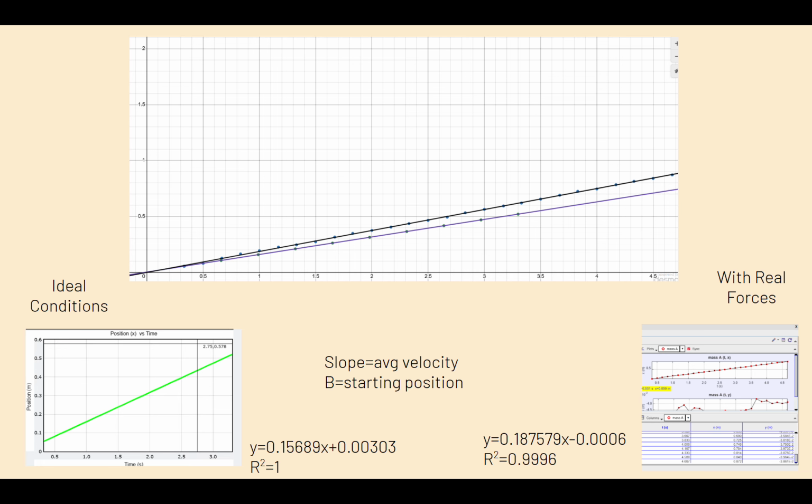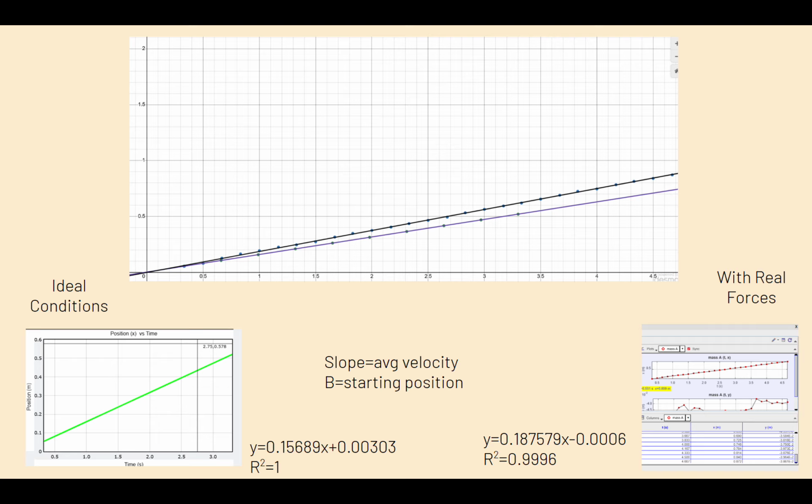Discussion. So under ideal conditions, we calculated a graph of y equals 0.15689x plus 0.00303, and with our real forces from our experiment, we calculated a graph of y equals 0.187579x minus 0.006. As I stated before, these two results were very, very similar.